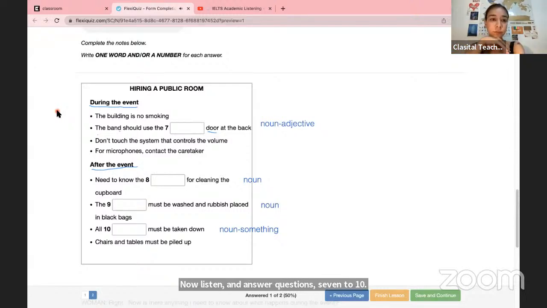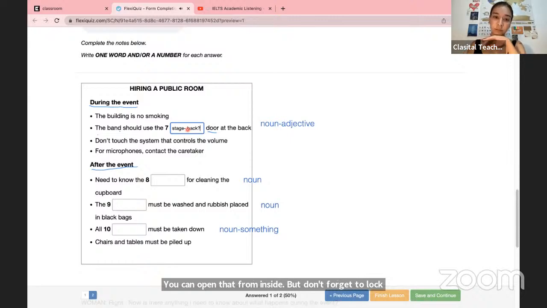Right. Now, is there anything I need to know about what happens during the event? Well, as you'll be aware, of course, the building is no smoking throughout. Of course. Now, are you having a band? Yes. Well, they'll have a lot of equipment, so rather than using the front door, they should park their van round the back and use the stage door there. You can open that from inside, but don't forget to lock it at the end.